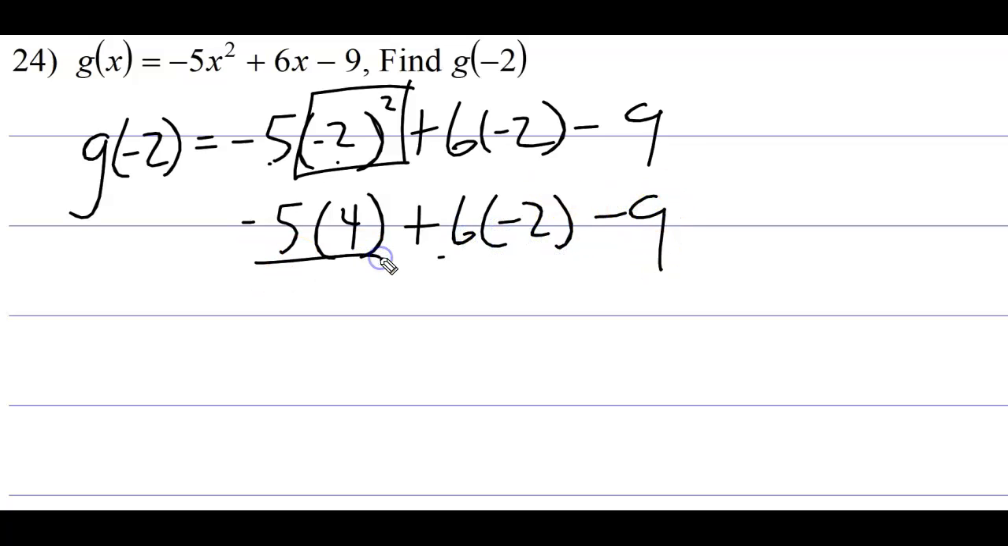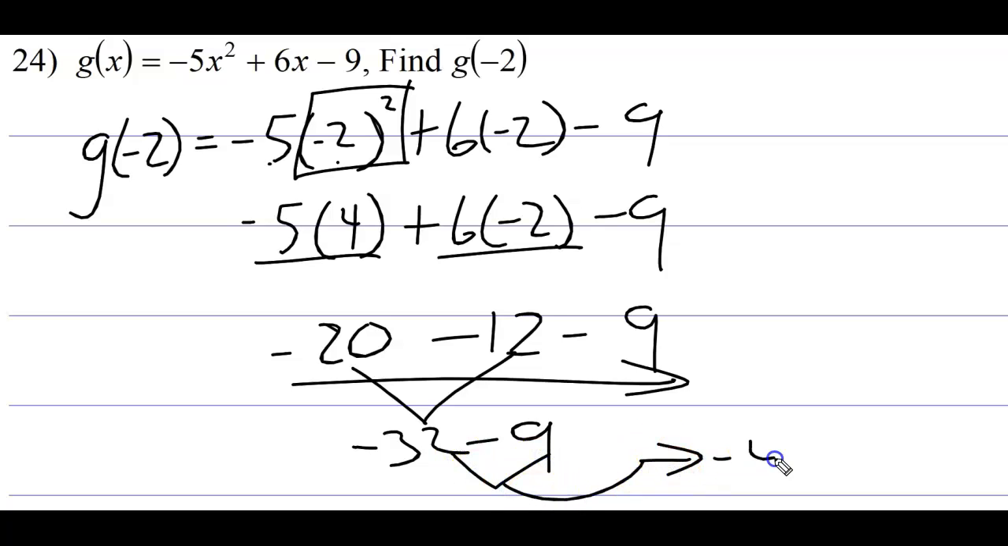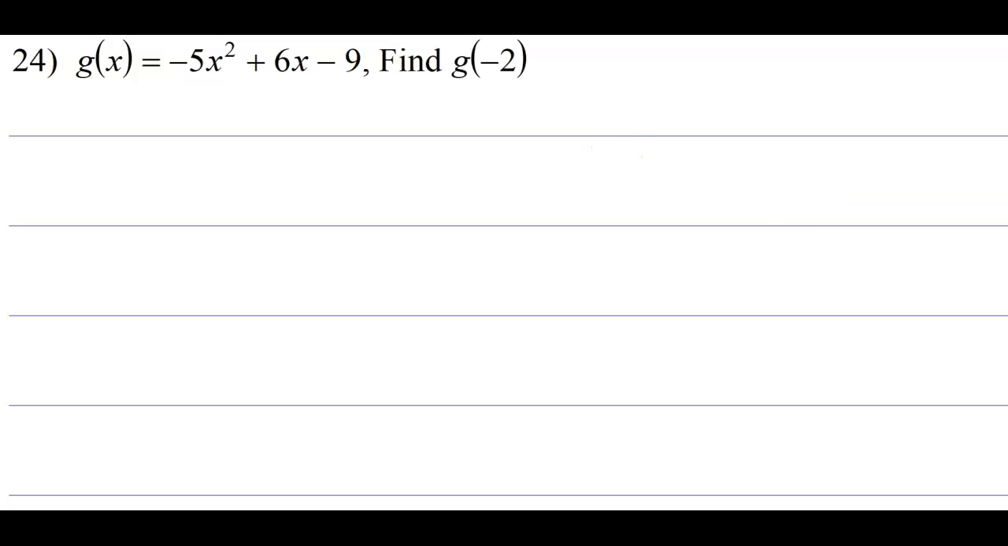After that, you do your multiplication. And after that, just going left to right, you combine your numbers together. So -20 and -12 is -32. Bring down the 9. And then -32 and -9 makes -41. Okay. Powers first.